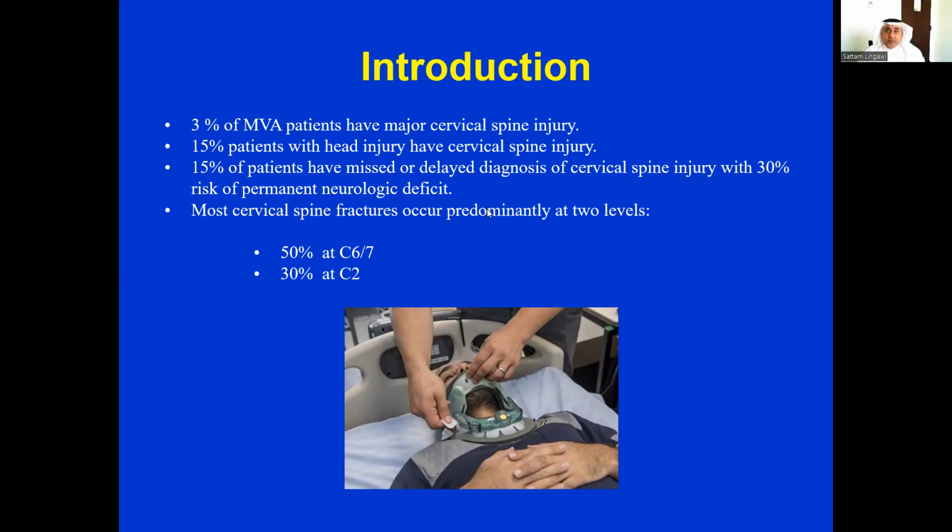Injuries in the cervical spine mostly occur at the two ends, either at the craniocervical junction, approximately 30% of cases, or in the lower cervical spine, and that's almost 50% of the cases. And this is because at these two levels, the top and the bottom parts of the cervical spine, is where most of the cervical mobility occurs.